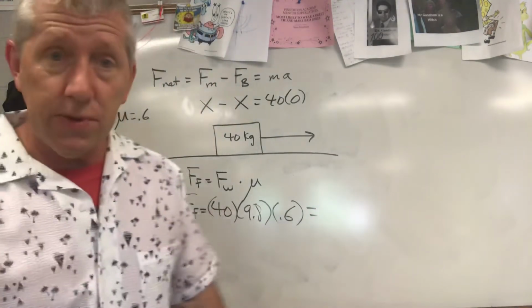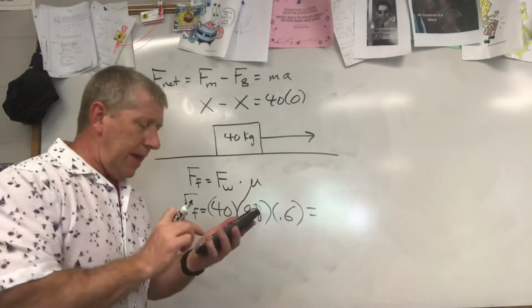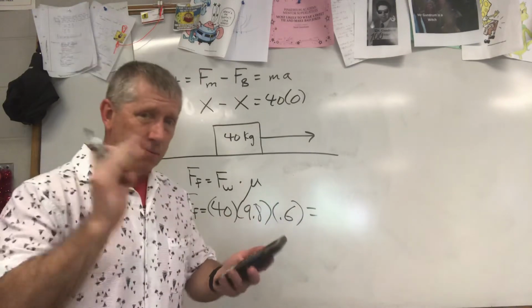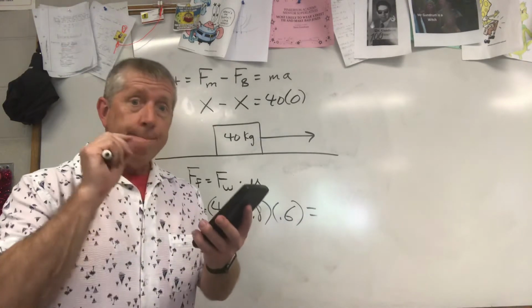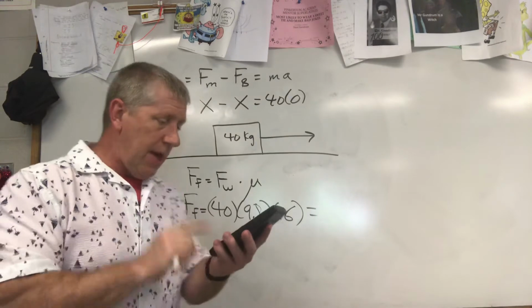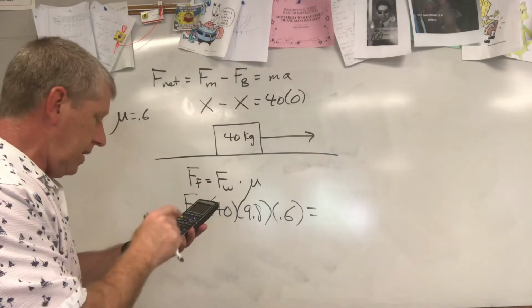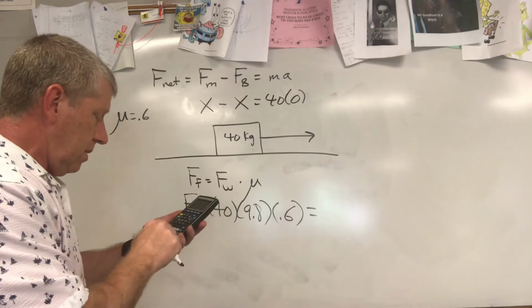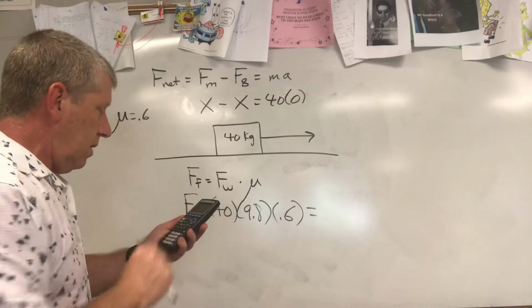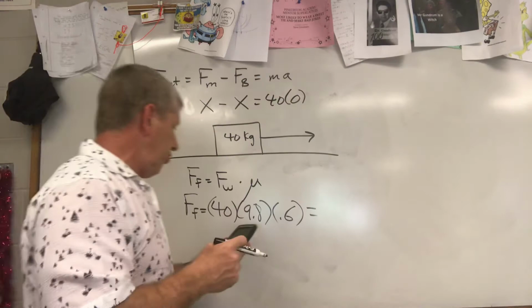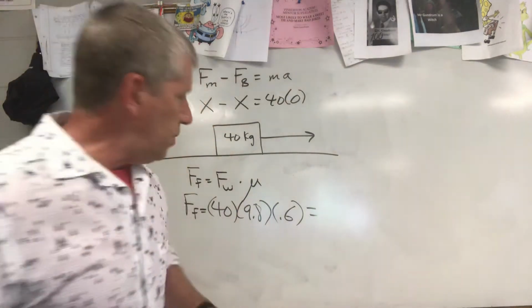So let's crank this out. But I couldn't have gotten that if I didn't understand the important concept of constant velocity, no acceleration. I have to know that that means forces are equal and opposite. Okay, times 0.6. So we get 235.2. I'll round it to 235.